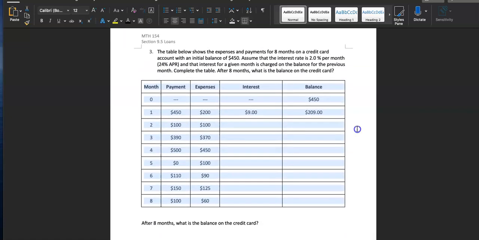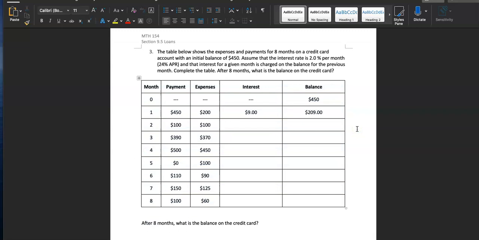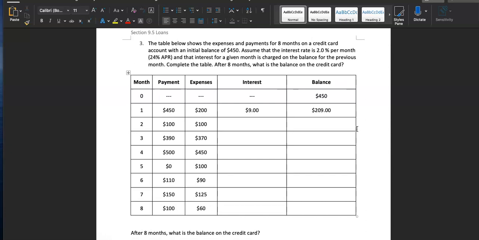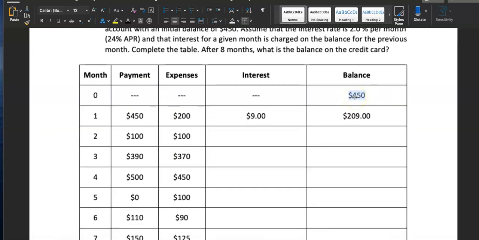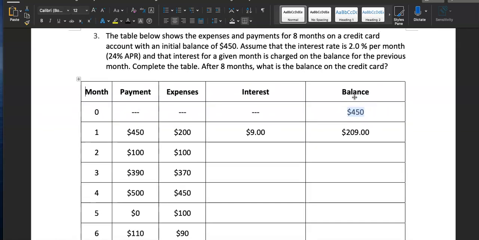So this was the original table that I started with. This is what you have on your blank note. Let's do this together. The table below shows the expenses and payments for 8 months on a credit card account with an initial balance of $450. So we owe this credit card company $450 right now. Assume that the interest rate is 2% per month. Well, that means 24% APR. And that interest for a given month is charged on the balance for the previous month. Complete the table. After 8 months, what is the balance on the credit card?